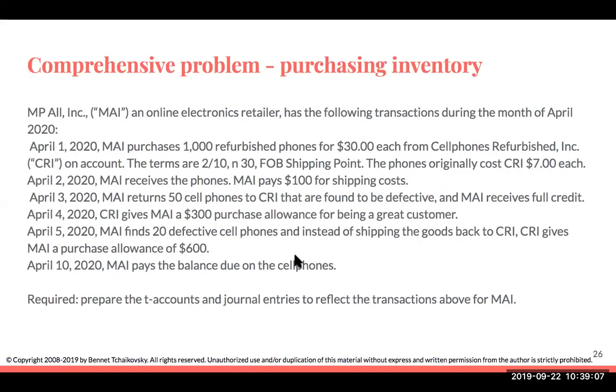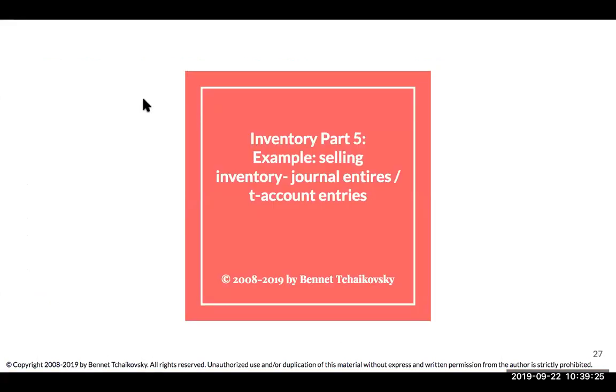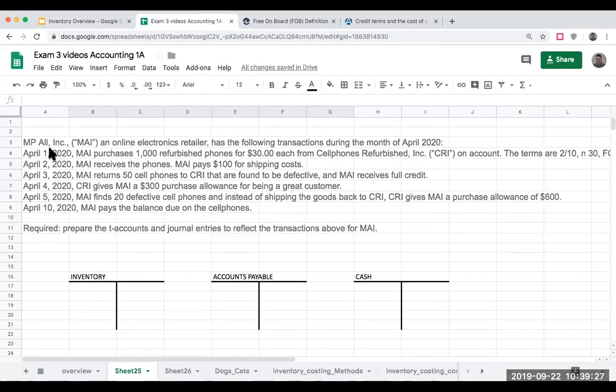So the one we're going to look at right now is this comprehensive problem in terms of purchasing inventory. I'm just going to do this on a Google Sheet, but this is to really give us an example in terms of what happens on the purchasing side of things. So right over here, let's go over to this link. We're an electronics retailer, and we're doing this from the perspective of MAI.